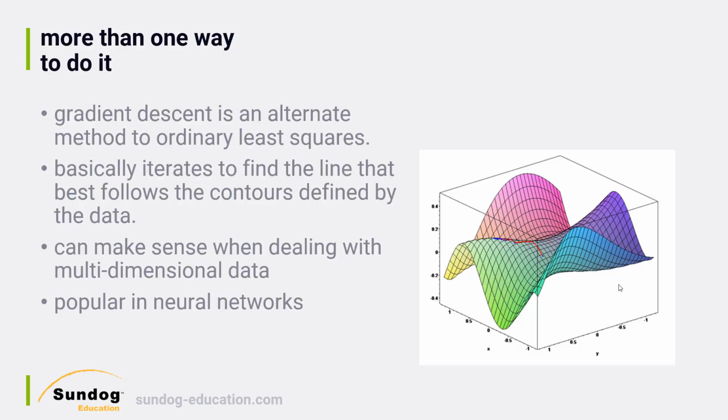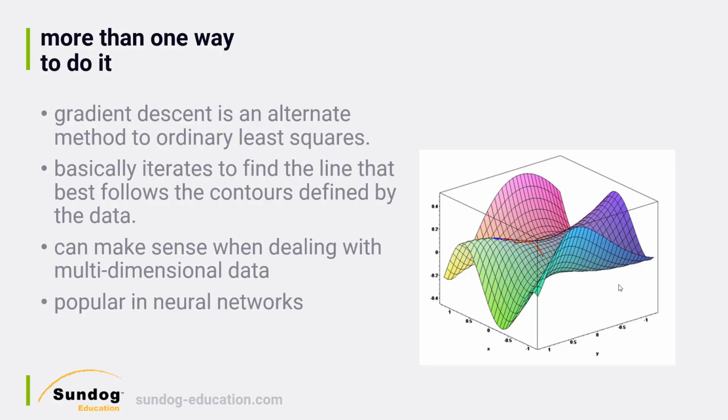Makes a little bit more sense when you're dealing with multi-dimensional data because then you can actually kind of visualize these contours a little bit better. But these same contours exist in 2 dimensions as well, so it's not limited to multi-dimensional data. It's just that in 2D data, ordinary least squares is often a more straightforward approach.